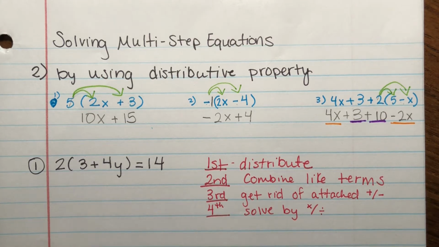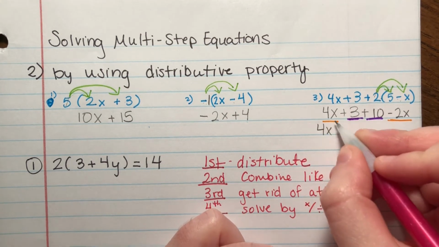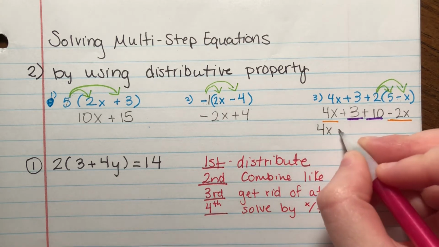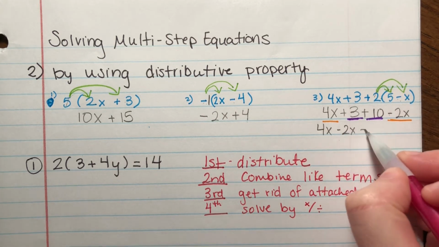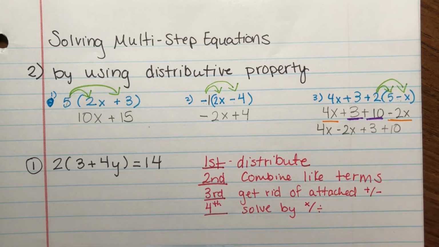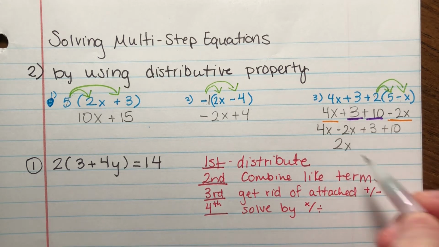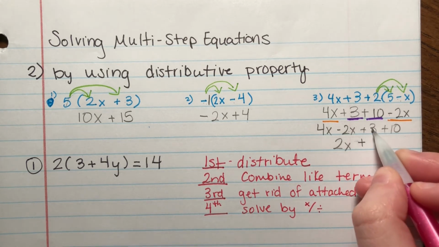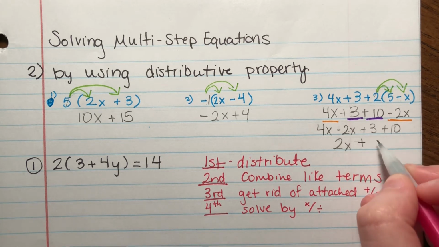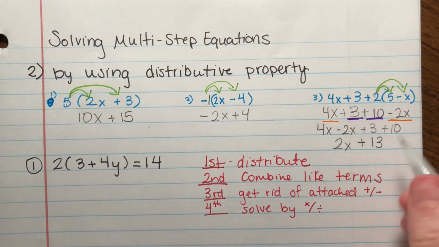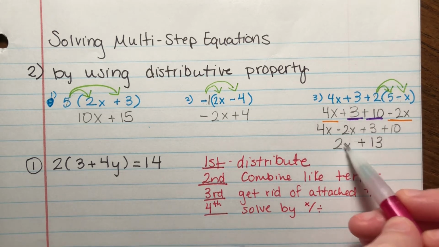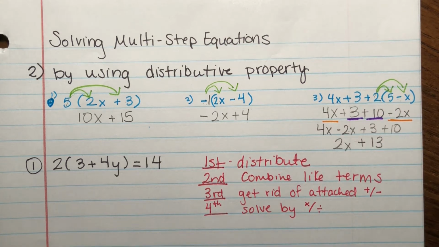All right, so let me just rewrite this in order real quick. I'd have 4x, and I'm going to combine that with this minus 2x, and then I'm going to have plus 3 plus 10. So I have 4x minus 2x. It's going to give me 2x, right? Because 4 minus 2 gives me 2. Plus, what's 3 plus 10? That's 13. So this problem simplifies to 2x plus 13. All right, so sometimes these problems that may look kind of complicated simplify down and they're pretty simple.